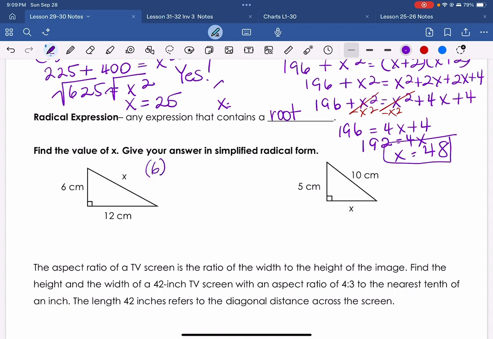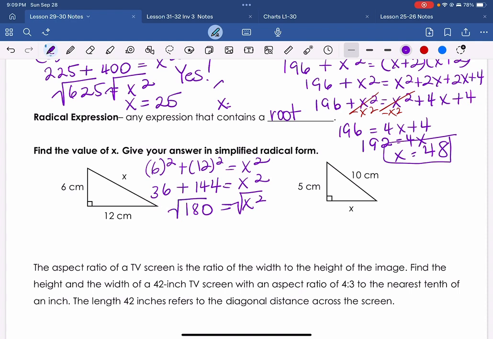So here we have 6 squared plus 12 squared equals x squared. 6 times 6 is 36. 12 times 12 is 144. Add those together, we get 180. We have to take the square root of both sides. 180 is not perfect, so we're going to make a factor tree. 18 times 10, 2 times 9, 2 times 5, 3 times 3.